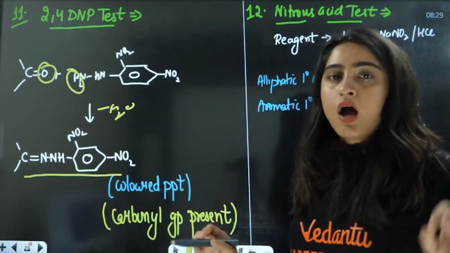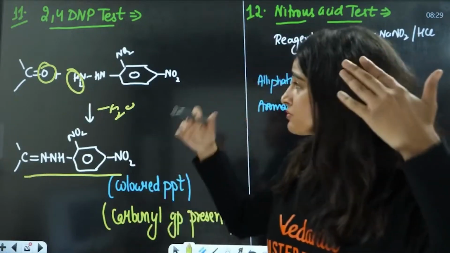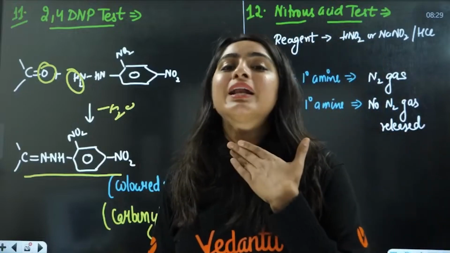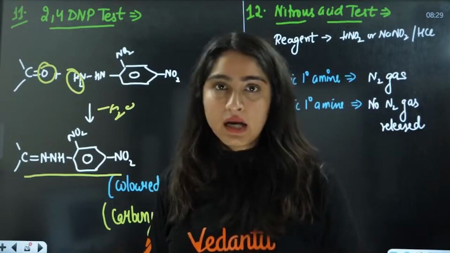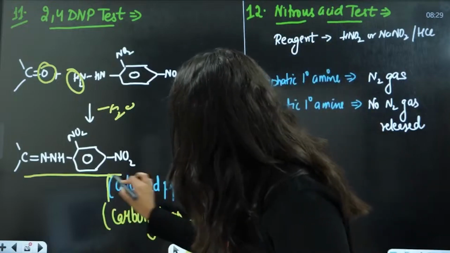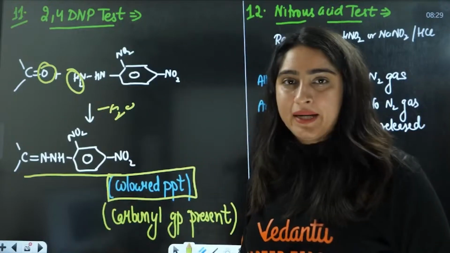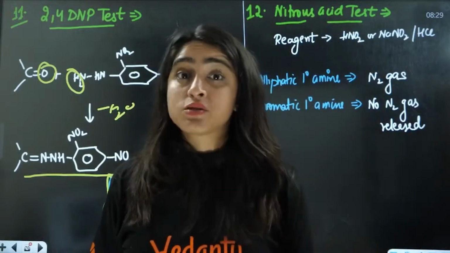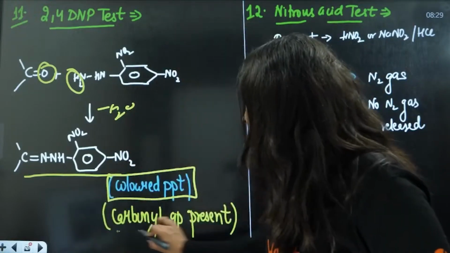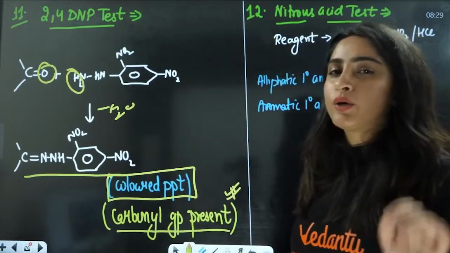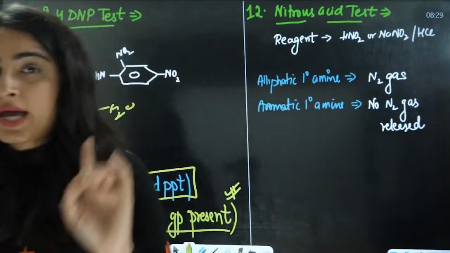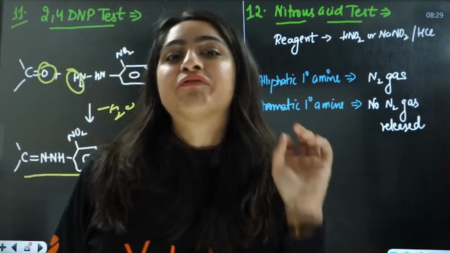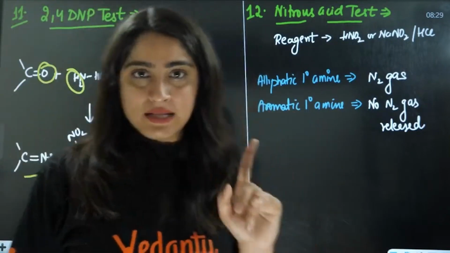This product, according to the aldehyde or ketone you have, will give different colors. Now, if you have a colored precipitate, that means you have an aldehyde or ketone. That means there is presence of a carbonyl group, and that too a free carbonyl group. Very important. That is why glucose does not give this 2,4-DNP test, right?